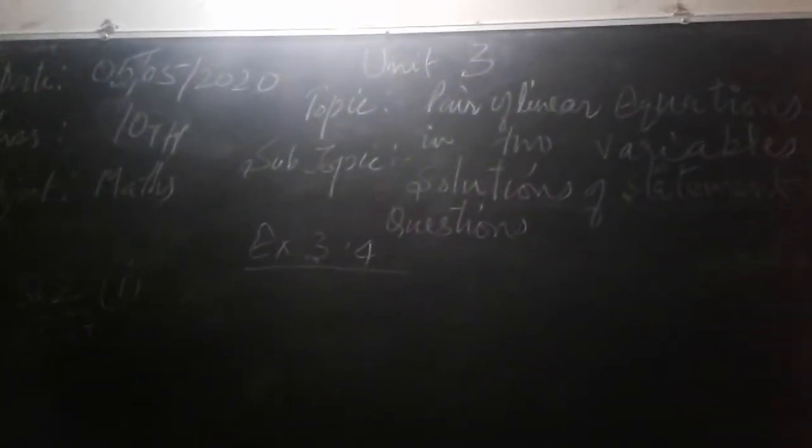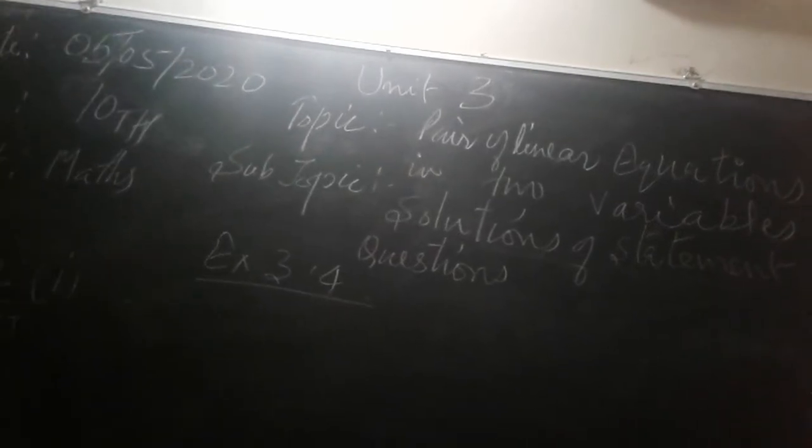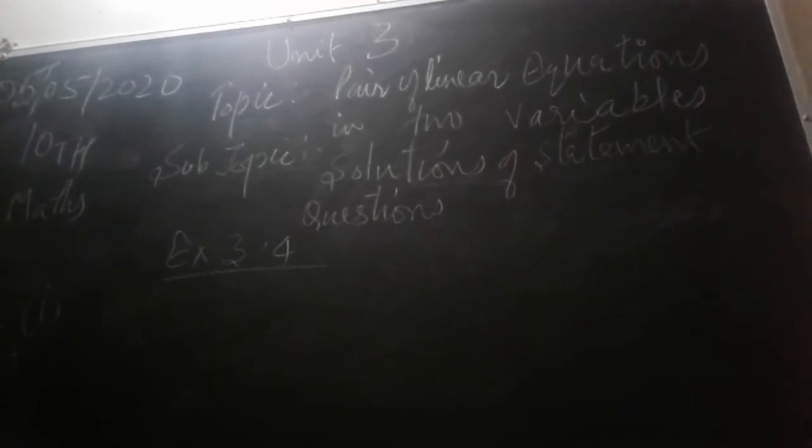First part, we read the statement from NCERT. Form the pair of linear equations in the following problems and find their solutions by the elimination method. So first of all, we have to form the pair of linear equations in the following problems. The problem is given, and first of all we have to form the equations, and after the formation of equations we will find the solutions.